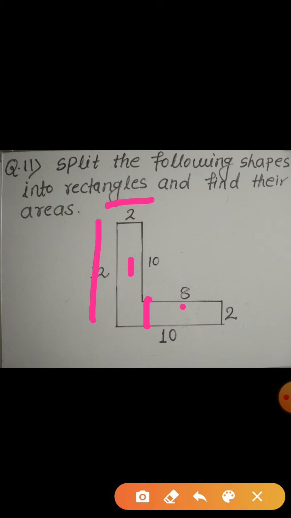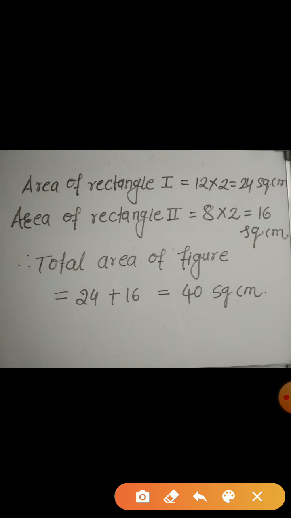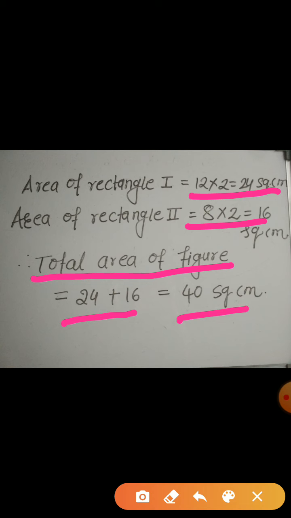Now let us find out the area of the second rectangle. What is the length of this rectangle? 8, and the breadth is 2. So area will be 8 into 2, that is 16 square centimeter. See here, the area of the first rectangle comes 24 and the area of the second rectangle comes 16. So the total area of the figure will be 24 plus 16, that is 40 square centimeter.